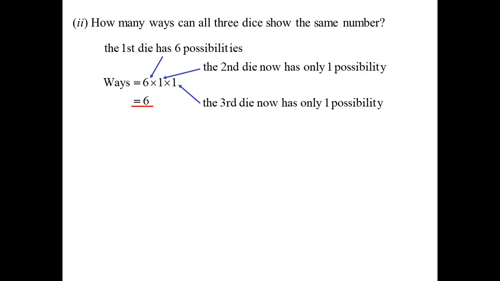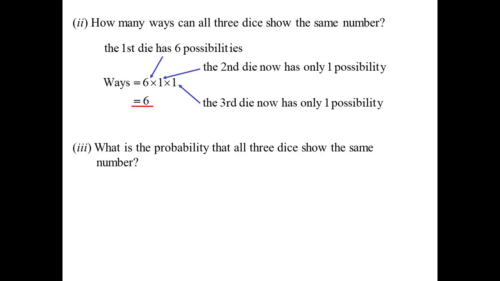So we have 6 possibilities. That then brings up the logical probability question. Well, what's the probability that all 3 dice show the same number? Then we use our probability idea and say, well, that's 6 out of 216. Well, that simplifies down to 1 out of 36.